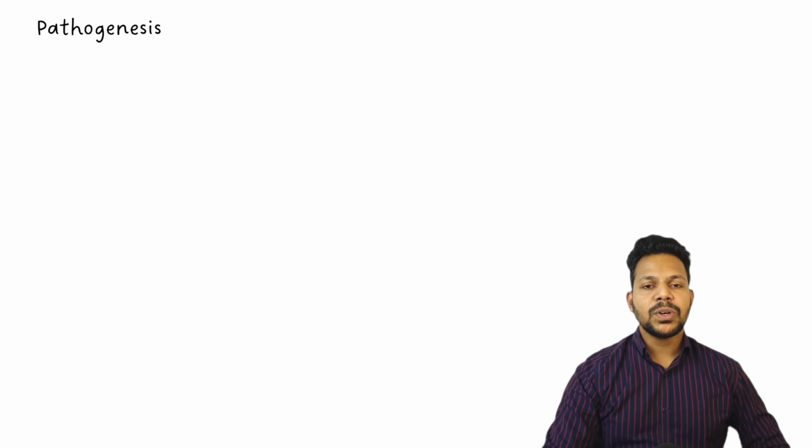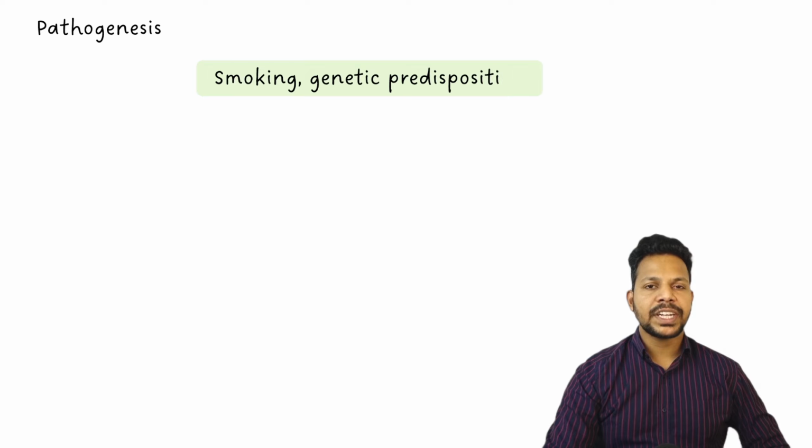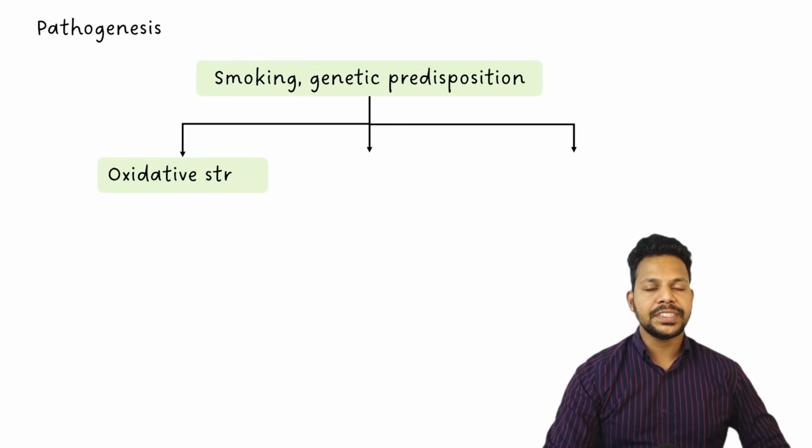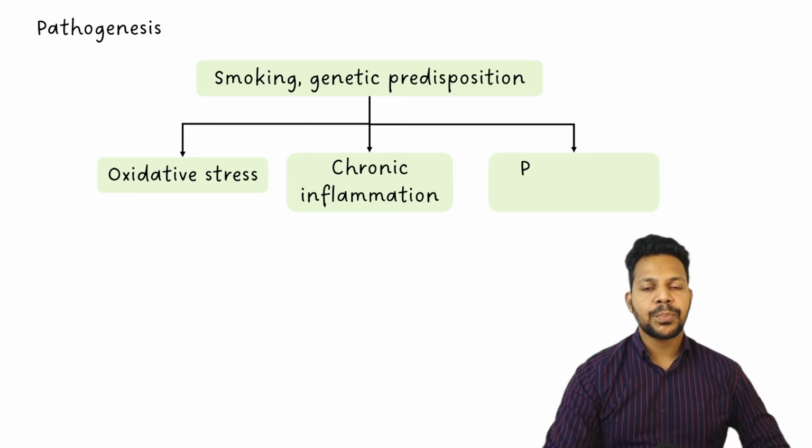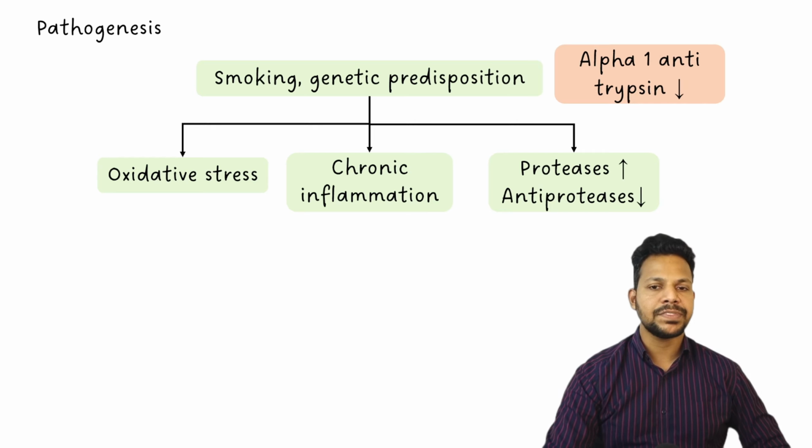Now let's see the pathogenesis. Because of smoking or some kind of genetic predisposition, oxidative stress inside the lung, there is chronic inflammation, and there is protease antiprotease imbalance, that is increased level of proteases and decreased level of antiproteases. One such genetic cause is alpha 1 antitrypsin deficiency.